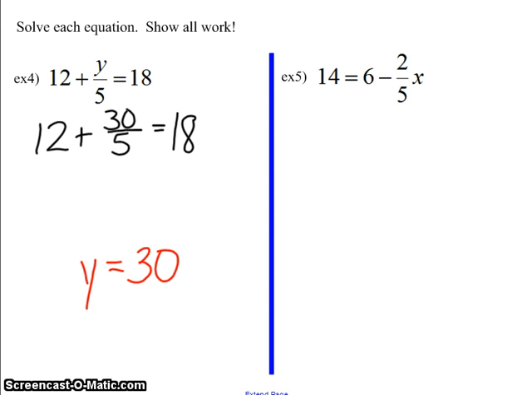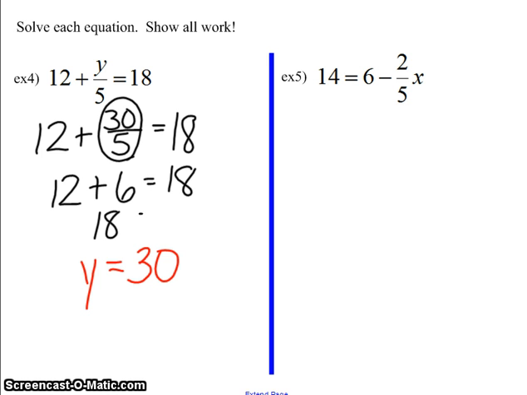Order of operations says that out of addition and division, division is done first. So I'm going to start with this 30 divided by 5. That simplifies into a 6. Bring down the rest of the problem. 12 plus 6, hopefully it equals 18. And indeed it does equal 18. So you know that 30 was the correct answer for y.